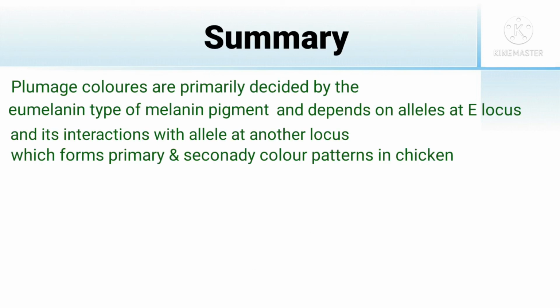In short, plumage colors are primarily decided by the eumelanin type of melanin pigment and depend on alleles at the E locus and its interactions with alleles at another locus, which form primary and secondary color patterns in chicken.